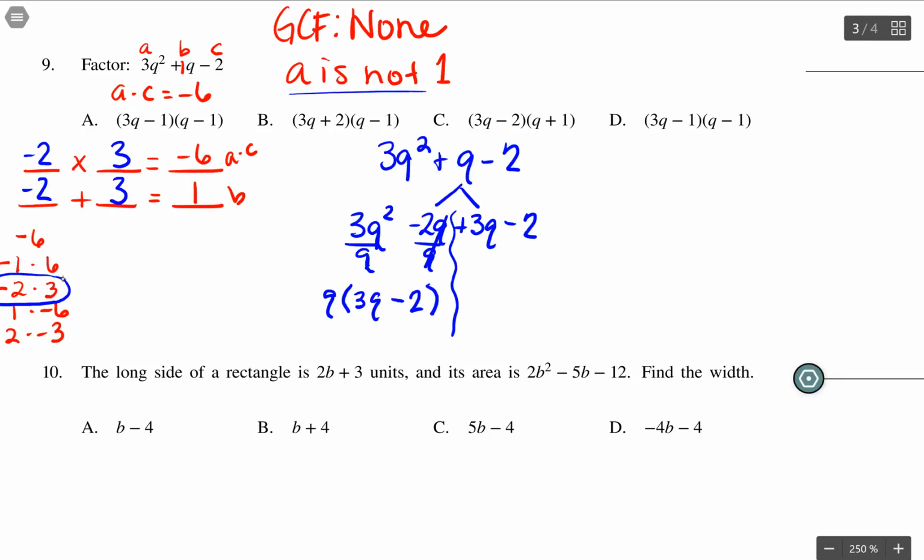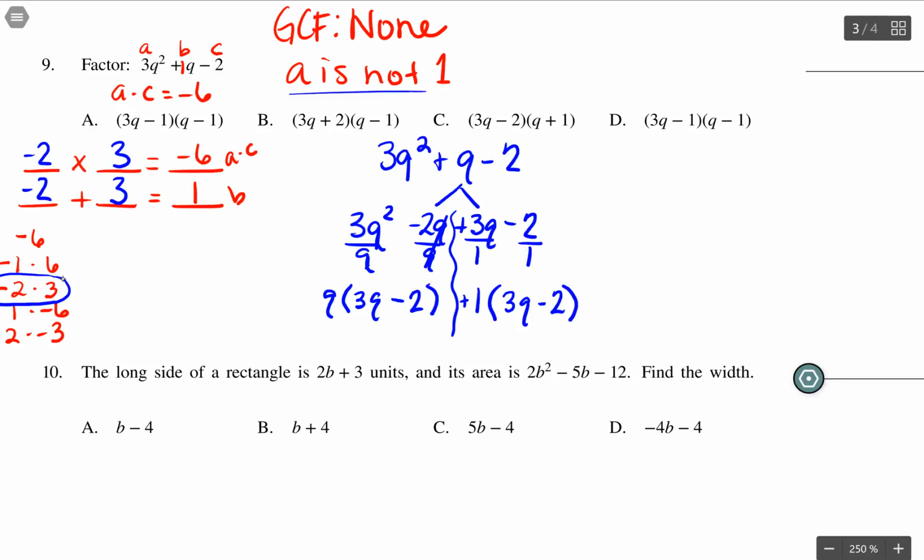Okay, on the right side, it doesn't really look like there's a GCF, but if that's the case, then your GCF is 1. So we have a 1, and then when you divide by 1, it doesn't really change anything. It leaves it as 3q minus 2.